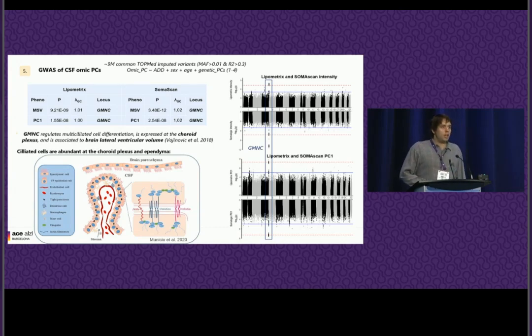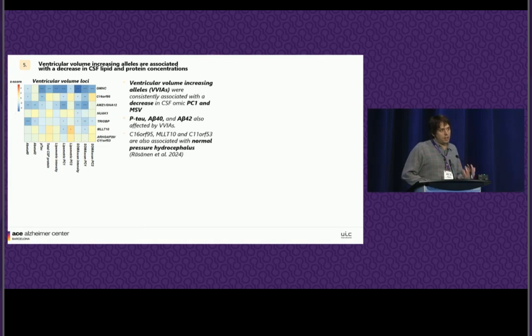So in some way, this is connecting CSF production, CSF distribution, and likely CSF clearance with the global intensity signal that we are observing. This locus is also the strongest locus associated with lateral ventricular volume, and what we observe is a general pattern, with the alleles increasing ventricular volume consistently associated with a decrease in these cryptic phenotypes. And also the CSF levels of p-tau, A-beta40 or A-beta42 were consistently decreased by these alleles.